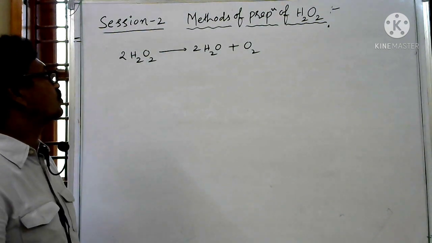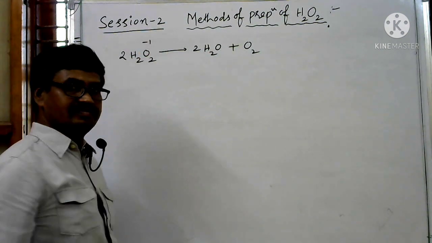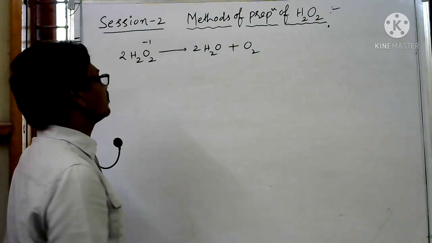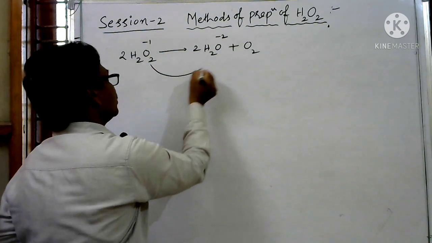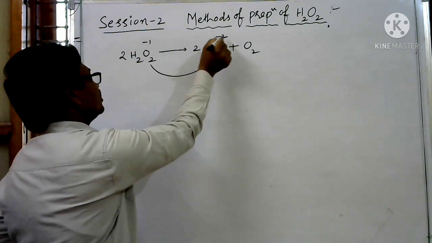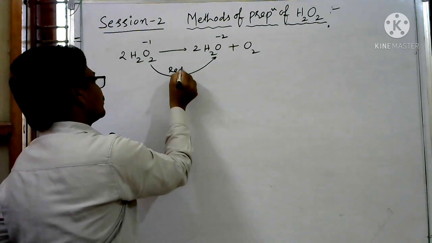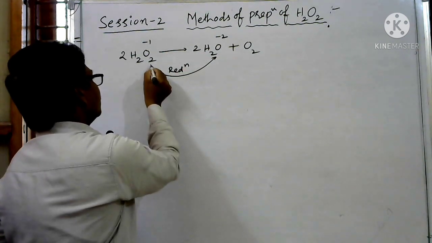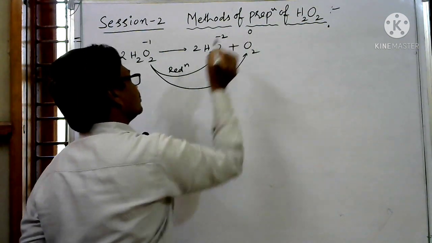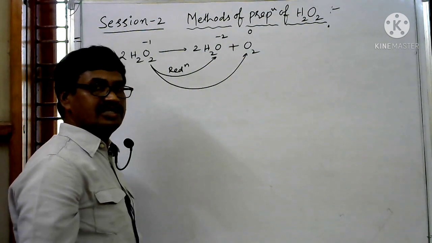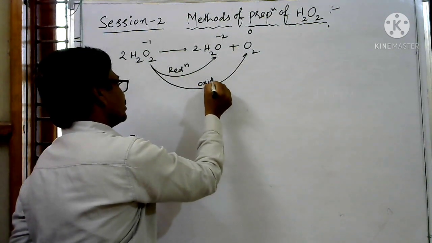See here, the oxygen oxidation number is -1. In peroxides, the oxygen oxidation number is -1. Here the oxygen oxidation number is -2. So from here to here, if you observe, there is a decrease in oxidation number, and a decrease in oxidation number is nothing but reduction. Similarly, in O2 the oxygen oxidation number is 0. -1 to 0 means there is an increase in oxidation number, so that it is oxidation.